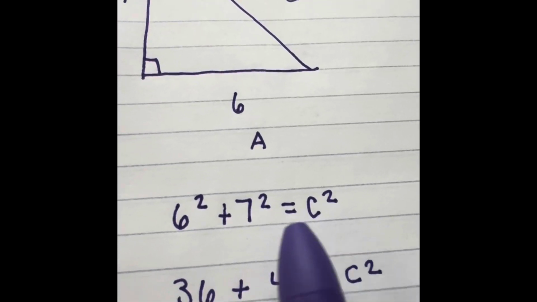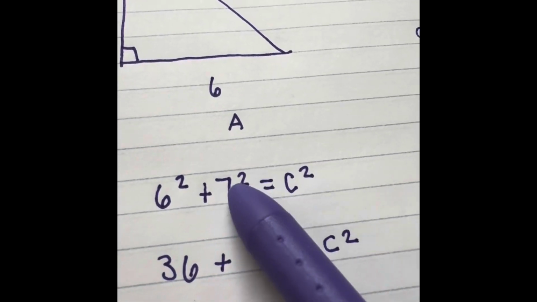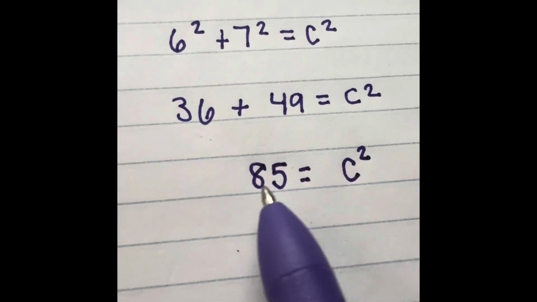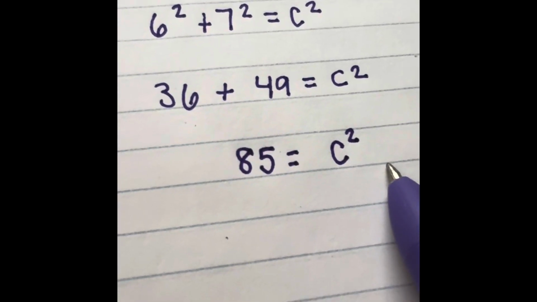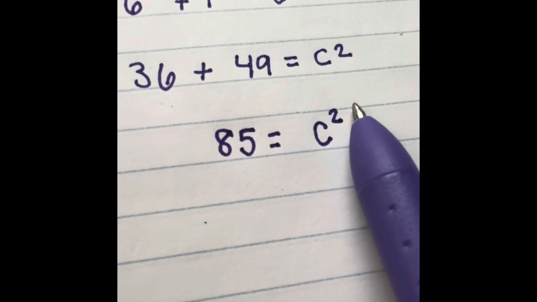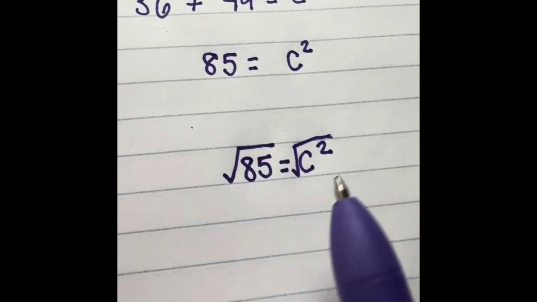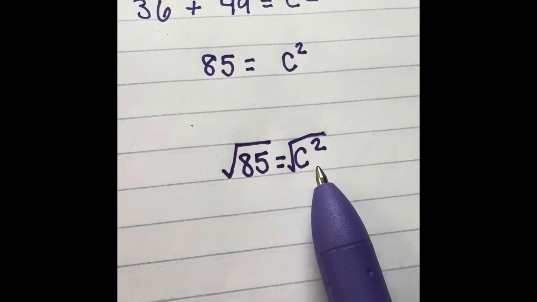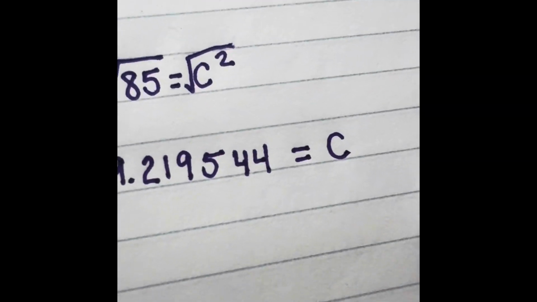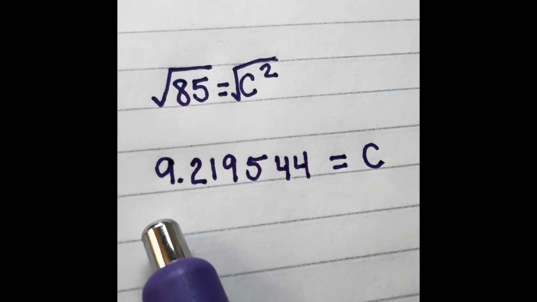To figure this out, we first put 6 squared, which is 36, plus 7 squared, which is 49. After we add 36 and 49, we have 85, which equals c squared. However, to figure out c, we have to do the opposite of squaring and take the square root of 85, and the square root of c squared, and that will be our answer. After taking the square root of both, we get c on this side, and it's not a perfect square, but we get 9.2.